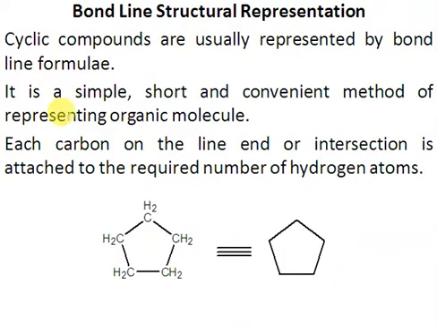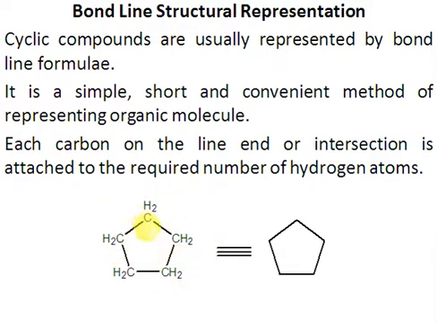Right, cyclic compounds which previously could not be represented by condensed formula are easily represented by bond line formula. Right, so you can see this is a bond line formula. So this is the bond line formula for cyclopentane. You can see this is CH2 here, CH2 here, CH2 here, CH2 here, CH2 here, right? So all of these are CH2 in the form of a 5-membered ring.